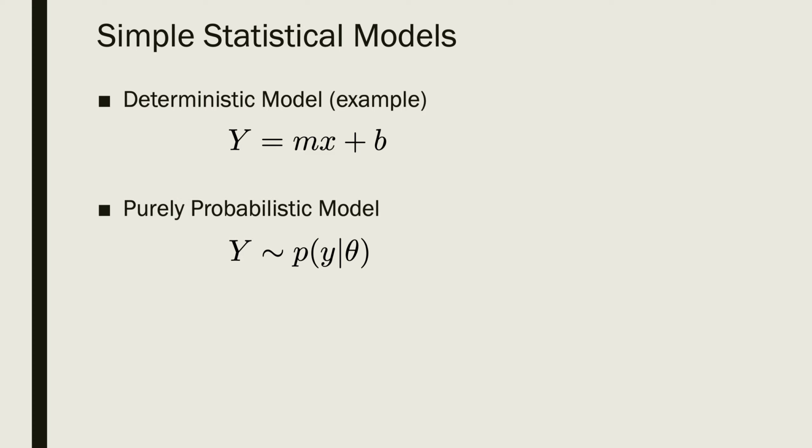On the other hand, a purely probabilistic model might say y has a certain distribution that's parameterized by some theta, right? So when we talk about male heights being normally distributed with a mean of, I forget what it is, 70 inches and standard deviation of 2.5 inches, the theta in that model is the mean and the standard deviation, the mu and the sigma. And we're thinking about the distribution being purely probabilistic, not being modeled conditional on any other information.